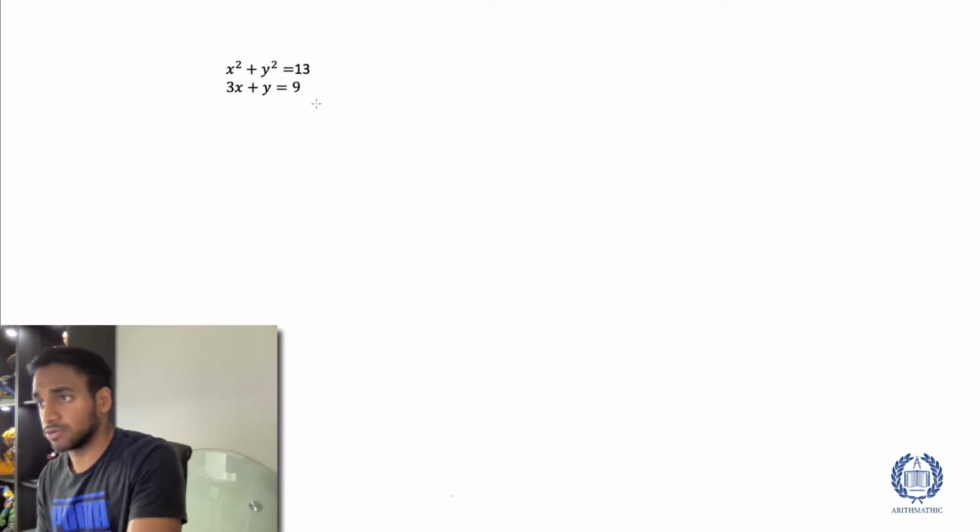Okay, so for the first one, this is x squared plus y squared equals 13 and 3x plus y equals 9. Now, the way you solve quadratic simultaneous equations is essentially you want to make either x or y the subject, and you do that for the linear equation, so this second equation here, not the squared, because the squared is more confusing. And the reason why we do this is so that you can get all your equation in terms of x or all in terms of y, and you're going to see what I'm saying.